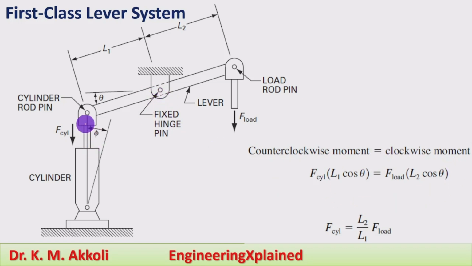If you take the cylinder load, that will be the counterclockwise moment: F cylinder into L1 cos theta, which is equal to the clockwise moment, F load into L2 cos theta. By this simplification we get F cylinder is equal to L2 by L1 into F load. If you know the load and the distances about the hinge point from the load rod pin and the cylinder or effort, then we can get the cylinder force.